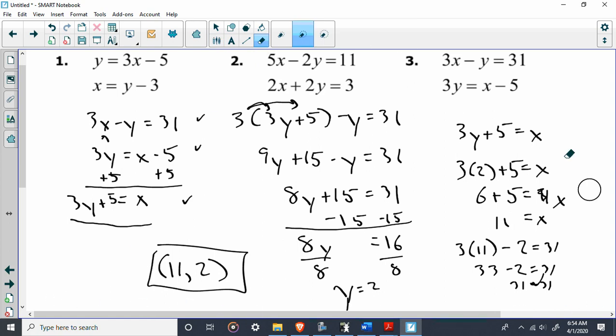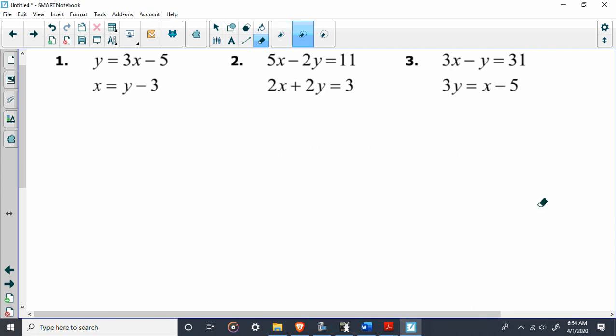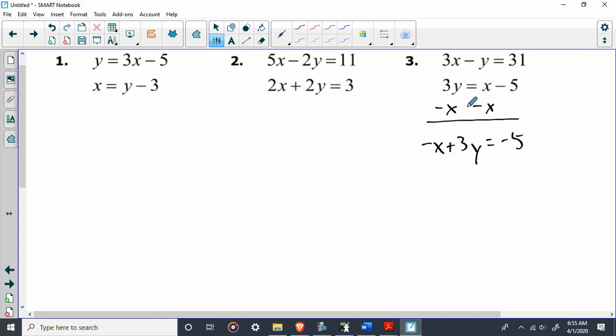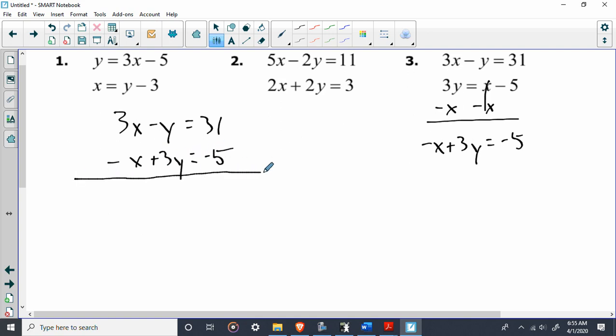Let's talk about if we want to do elimination. If you want to do elimination, you've got to get them both in the same form. So again, for this one, probably really not too bad. What if I subtract x from both sides? This will become negative x plus 3y is equal to negative 5. These cross out, and then I get 3x minus y is equal to 31. Negative x plus 3y is equal to negative 5. And again, now, is it pretty easy to solve? Sure, yeah.